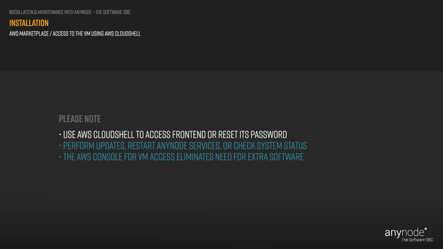Access to the VM using AWS CloudShell. If accessing the anynode frontend via the browser is not feasible or if you need to reset the anynode frontend password, you can use AWS CloudShell, freely available software such as PuTTY, or other methods to access the VM. This allows you to perform updates, restart anynode services, or check the system status as needed. The built-in AWS console for accessing the VM eliminates the need to install additional software.